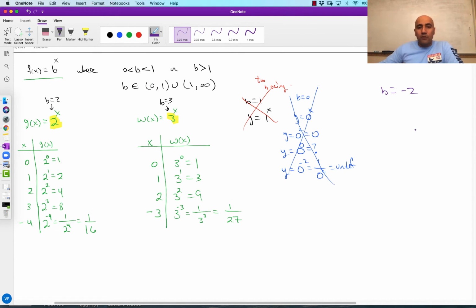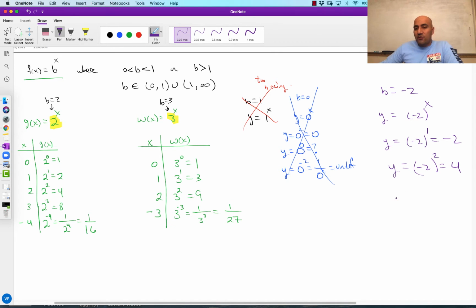-2, for example. We could have the equation y equals (-2) to the power of x. And for some values, the output will be negative. So for example, y equals (-2) to the power of 1. Well, that's just going to be -2. And if we let x equal 2, now we get (-2) to the power of 2, and now we get a positive 4. So sometimes we get a negative, sometimes we get a positive.